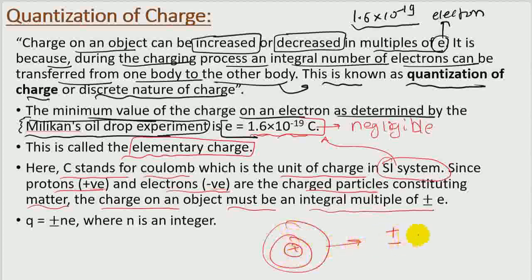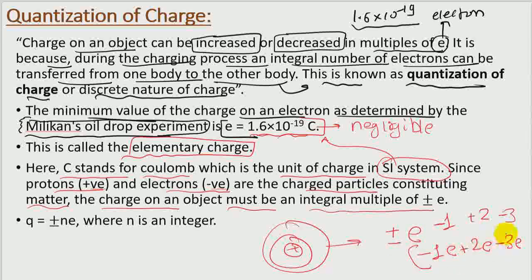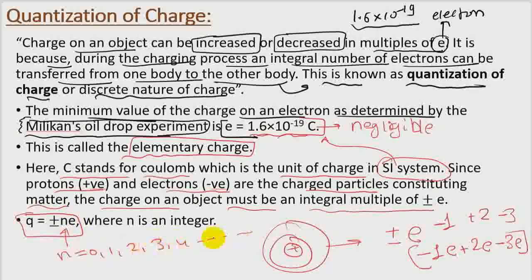How can we determine charges? We follow this method: minus 1e, plus 2e, and minus 3e, by using the fundamental unit of charge. How do we represent the charges? Any charge represented by Q is equal to plus or minus ne, where n is an integer: 0, 1, 2, 3, etc.